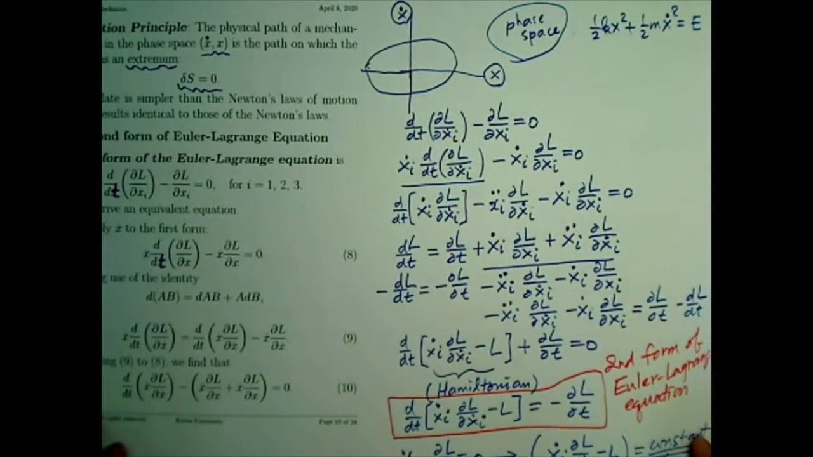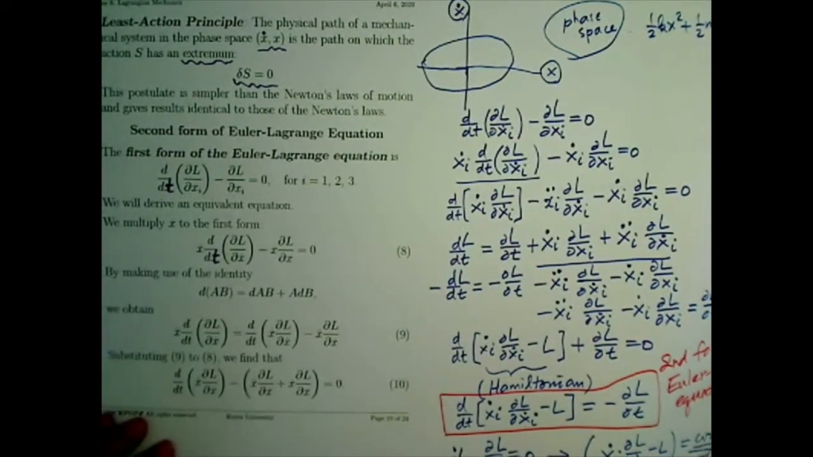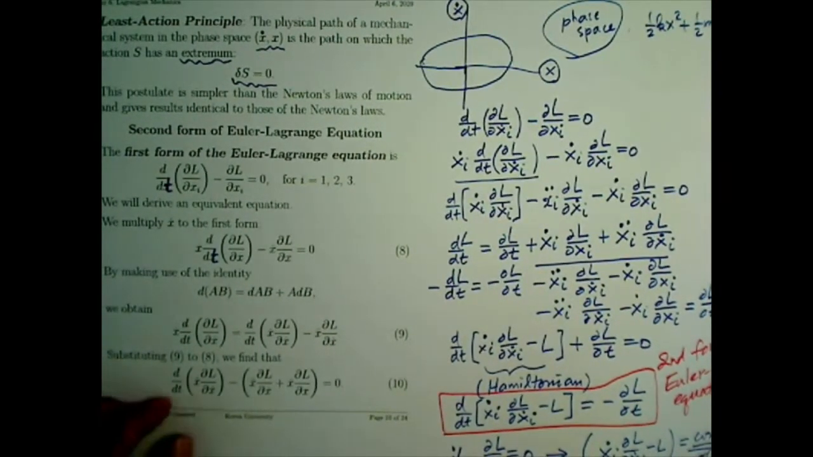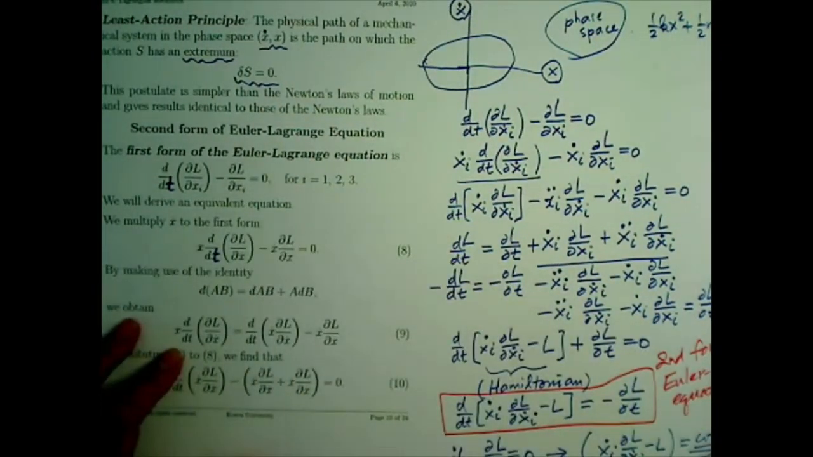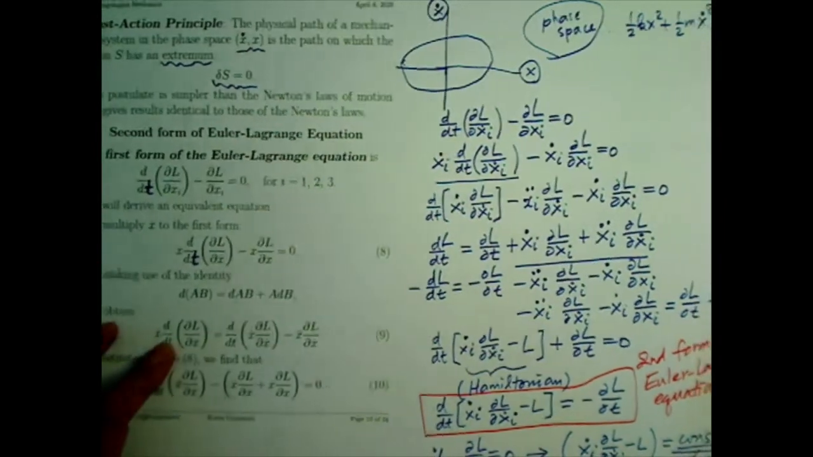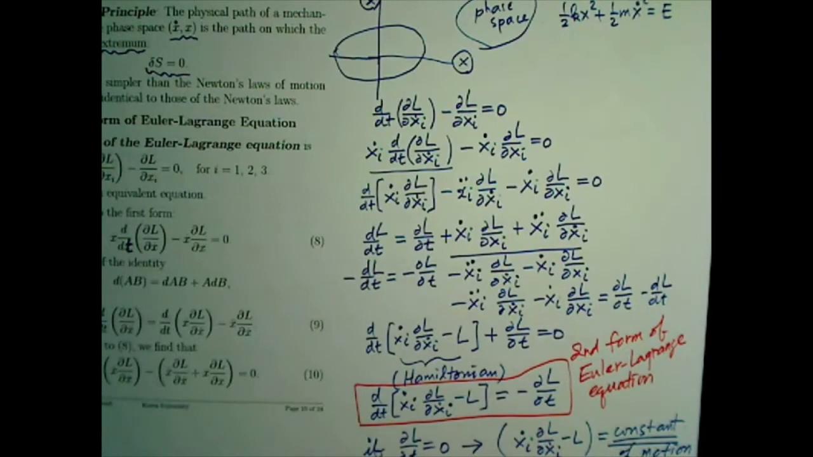Next, we consider the least action principle. The least action principle we have already studied. Next, this is the first form of the Euler-Lagrange equation, but we can also think about the second form. And the second form of the Euler-Lagrange equation is very important because it directly relates to the Hamiltonian.